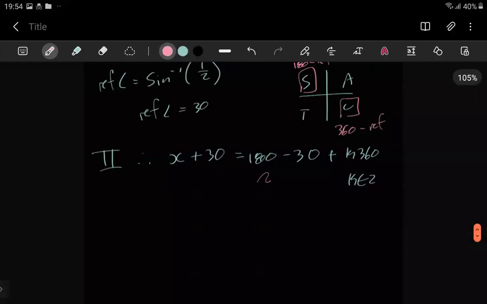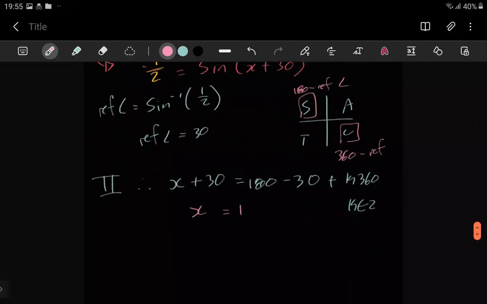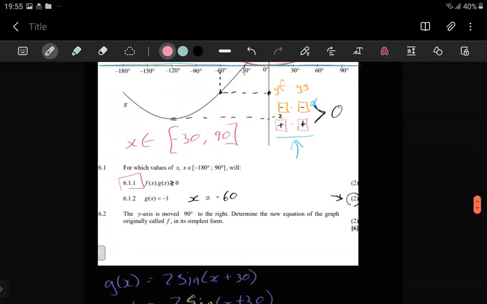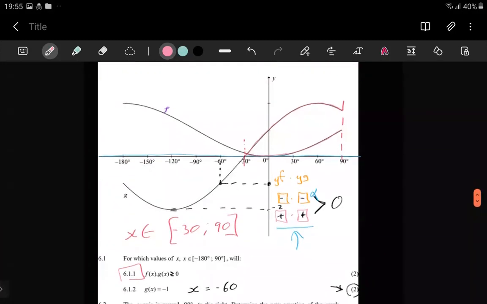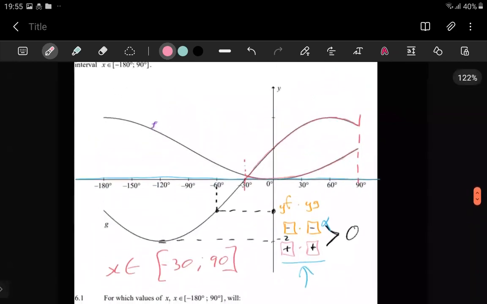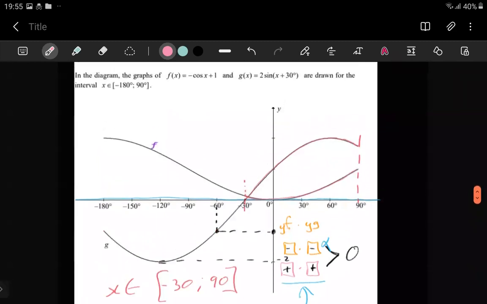Carrying on from here, what are we ending up with? If the 30 goes to the other side, you're going to have 180 minus 30, that's going to be minus 60, and then you're going to have the positive 120, which is kind of scary because that does not look, oh wait, that's the graph of G. Bugger. Yeah, no, it is the graph of G.